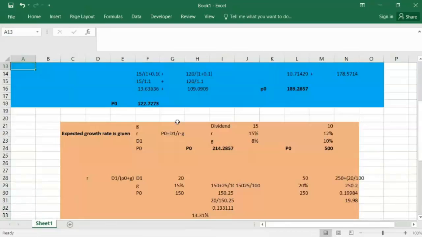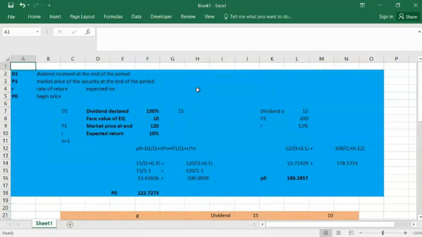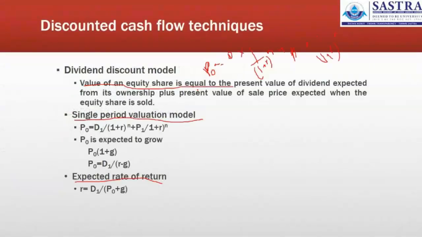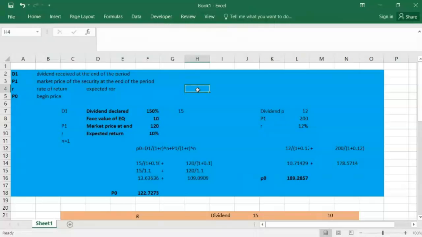Hope you understand this. So here we are applying the discounted growth model, or the dividend discount model, the single period valuation model. We call it the single period valuation model. For a particular period or a given year, we just calculate the beginning price and the end price. So in that particular problem, it will be worked out based on the information given.